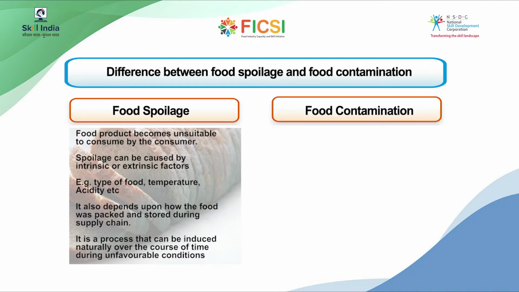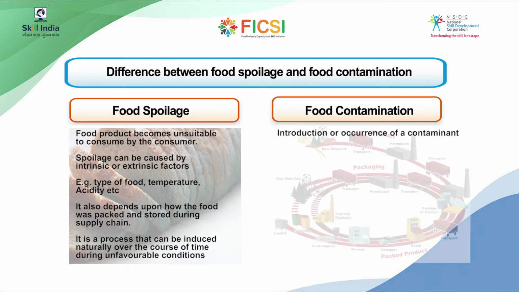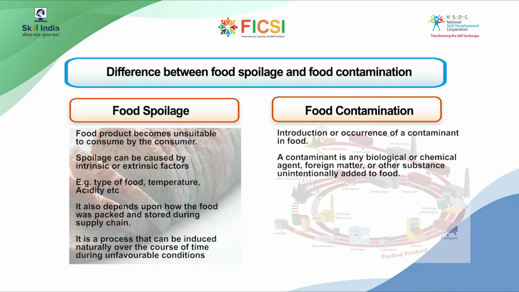Food contamination is the introduction or occurrence of a contaminant in food. A contaminant is any biological or chemical agent, foreign matter, or other substance unintentionally added to food that may compromise food safety or suitability. Among these contaminants are biological, chemical, or physical agents in or condition of food with the potential to cause an adverse health effect.